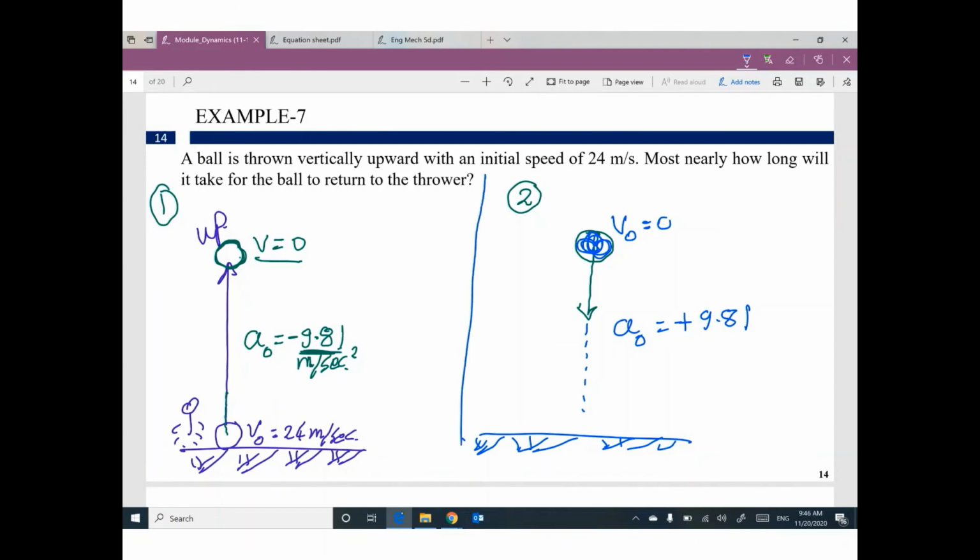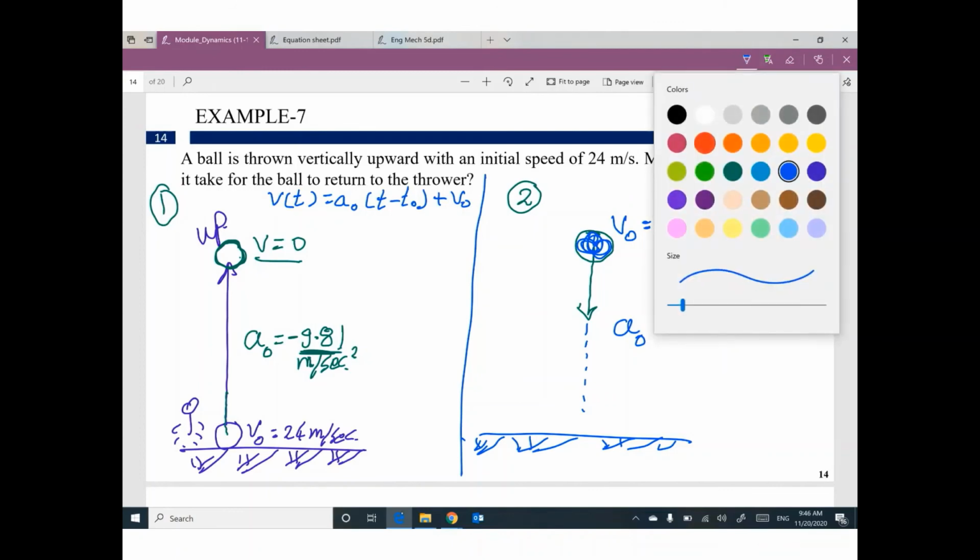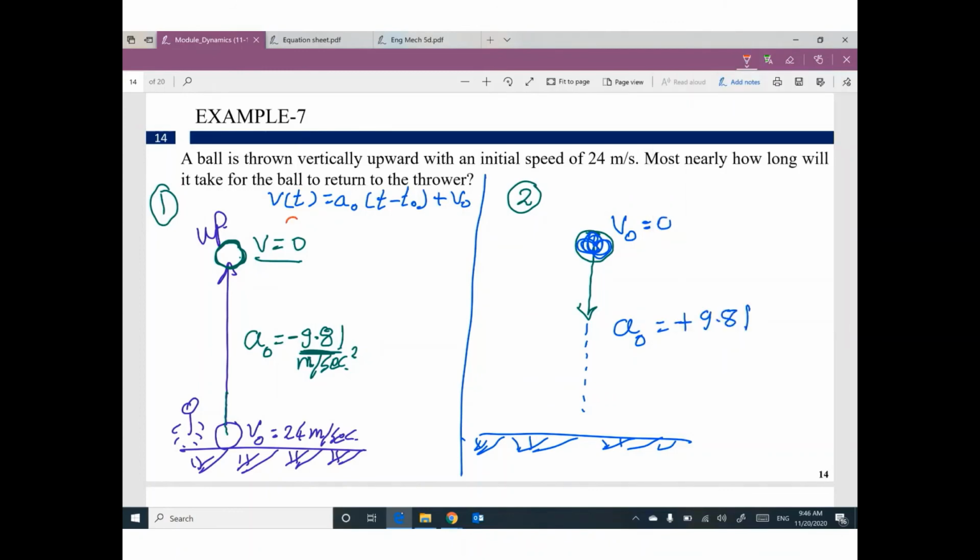Let's start with the first trip. We have velocity at any time equal to acceleration times (t minus t naught) plus v naught. The final velocity for this trip is zero. Acceleration is negative 9.81. Final time, I'm not sure. What is the final time? What is the trip time to reach this point?